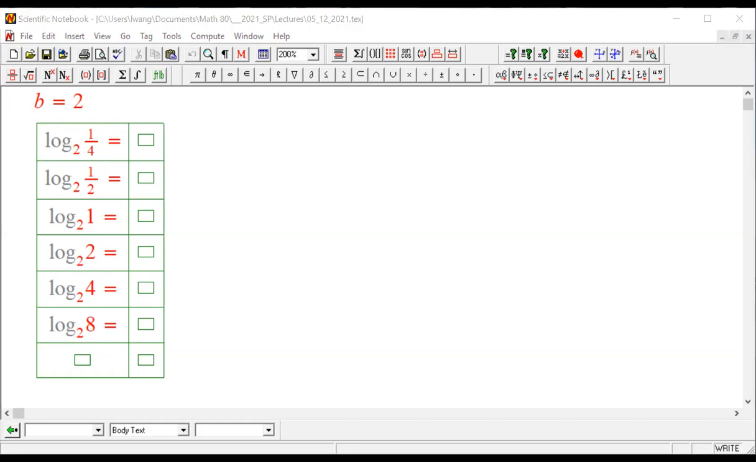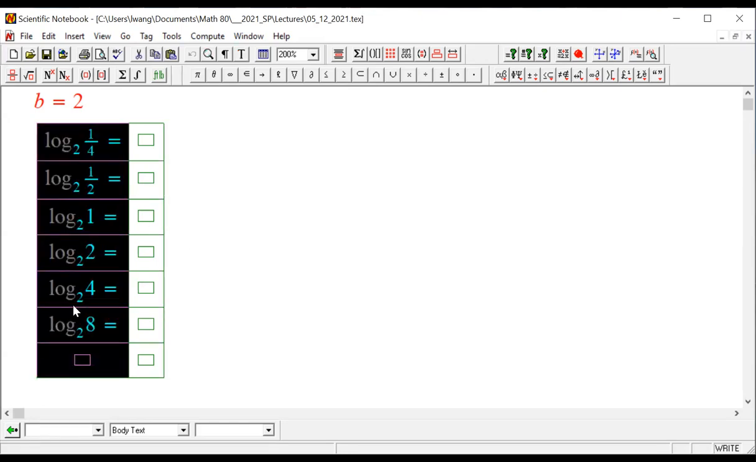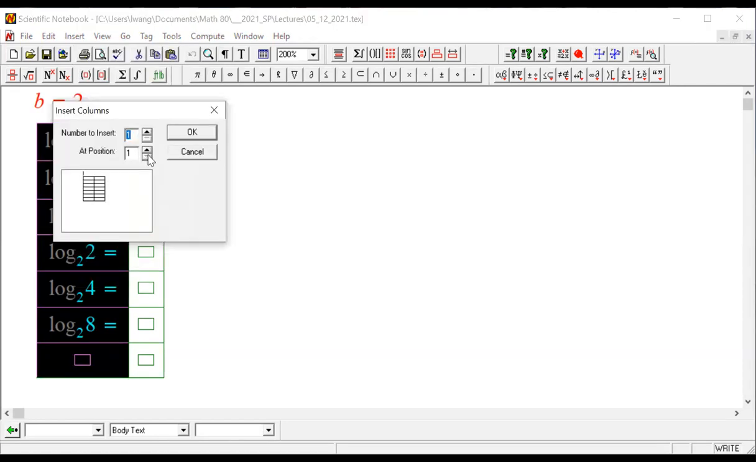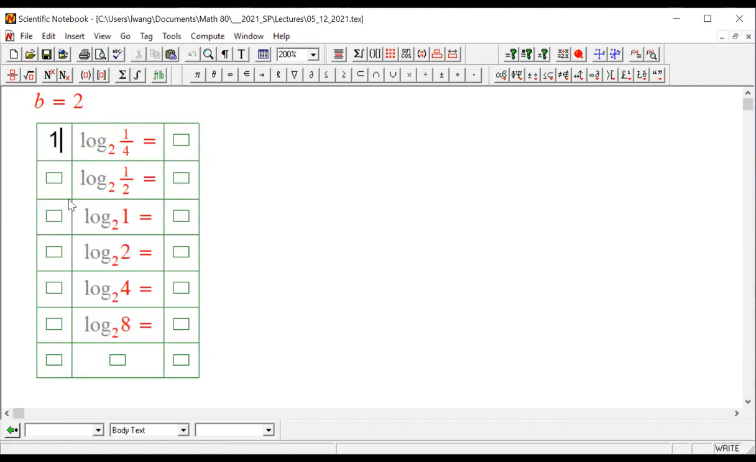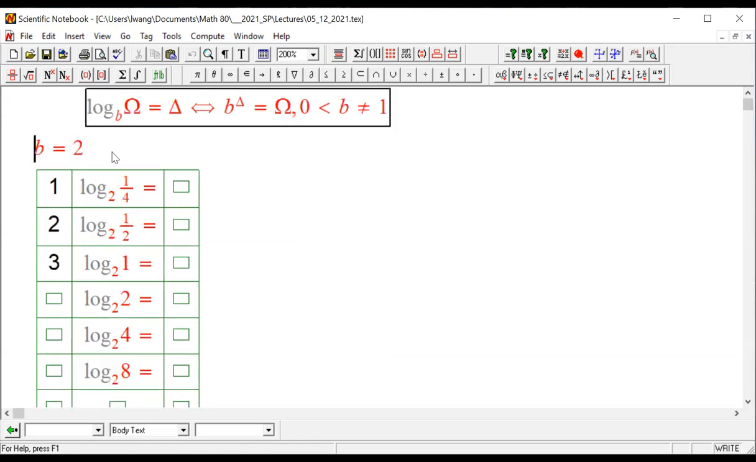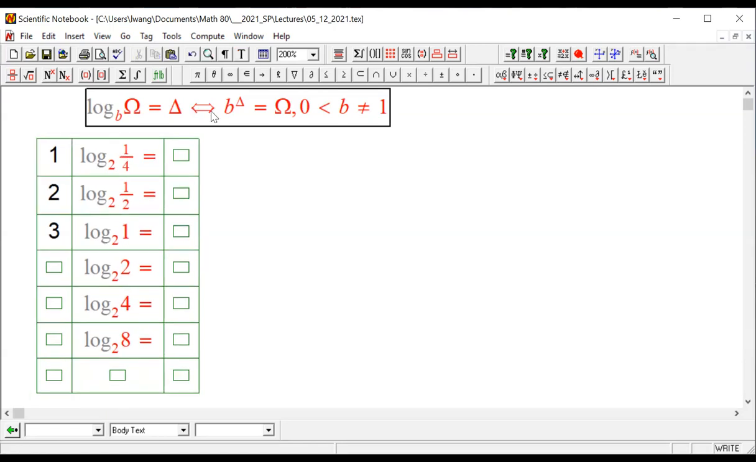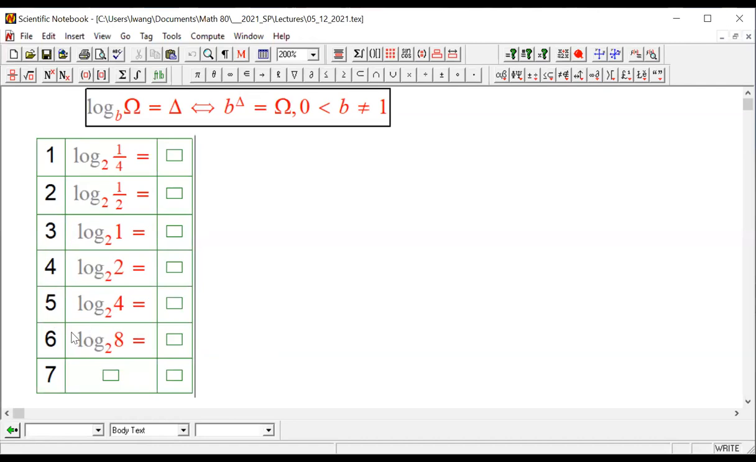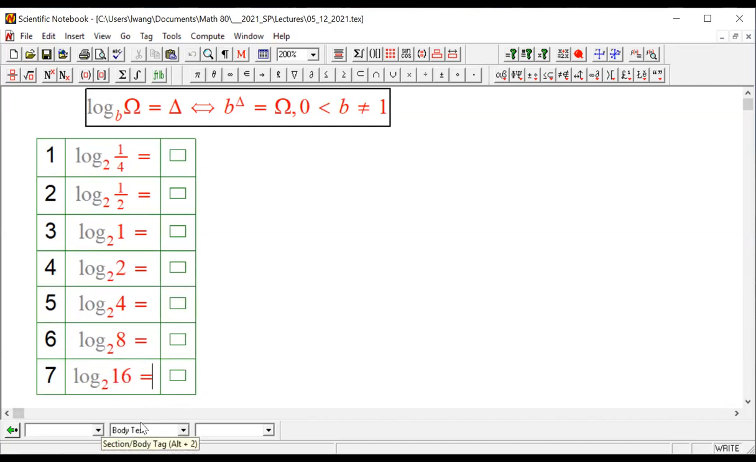Recapping. Okay. We did the introduction. Okay, so this is number one. This is number two. This is number three. And this time we're doing all of these under the definition of this general definition. Six, seven. Okay, so let me give you one more. Let's just make it 16, just for the fun of it.